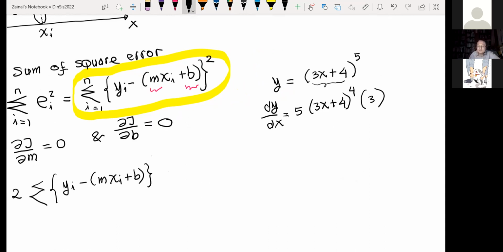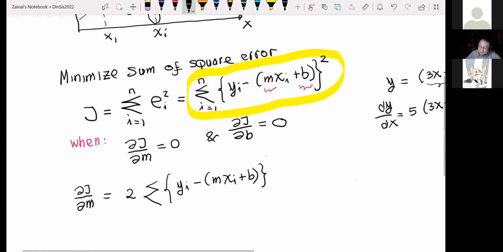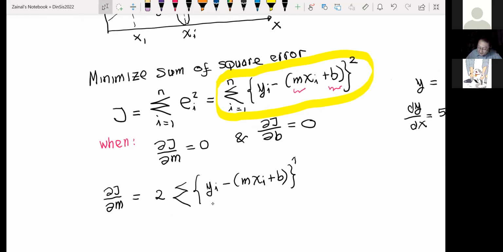So this one is also the same. We have 2 move to the front, this one becomes power 1, but we have to derive this one. And we derive it with respect to m, not with respect to xi. Then what we have is minus xi, equal to 0.